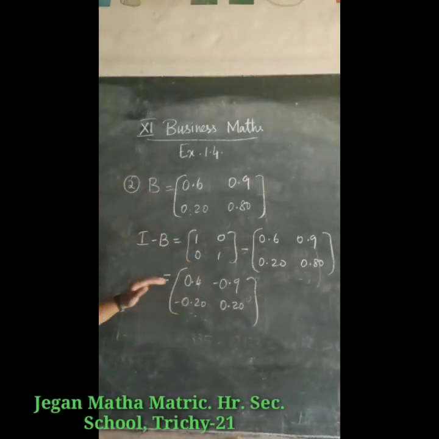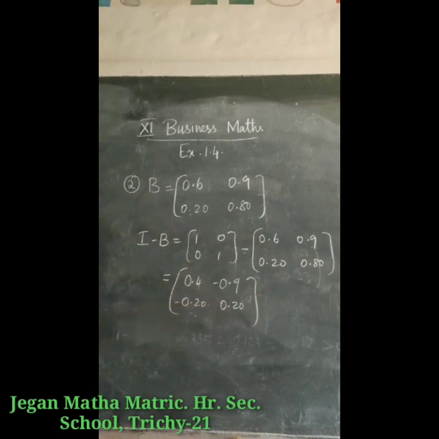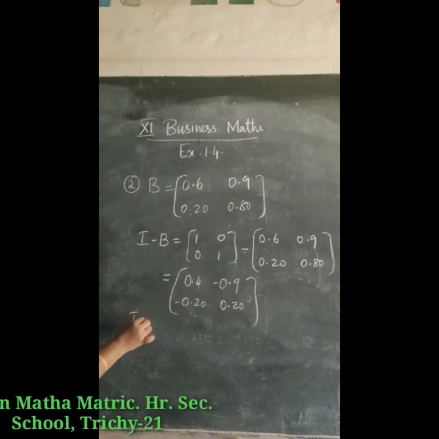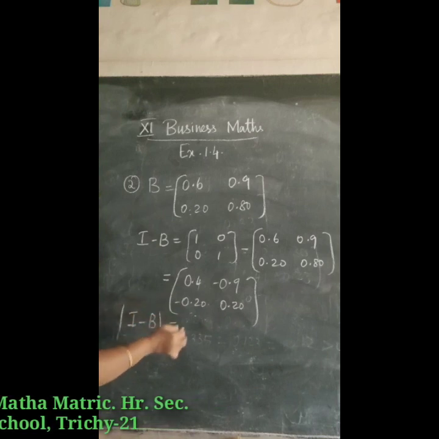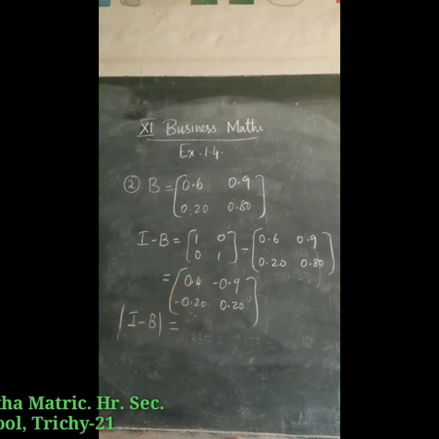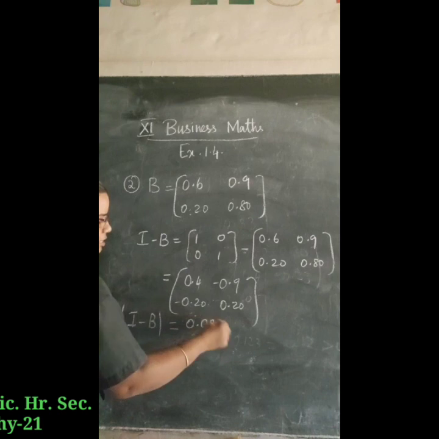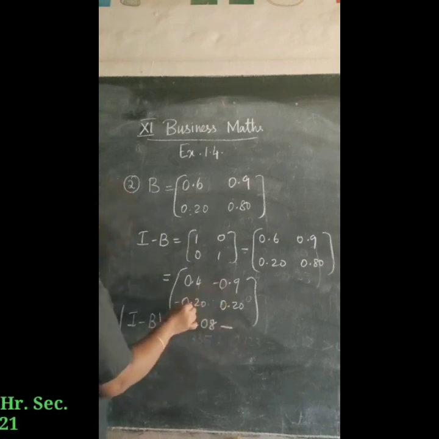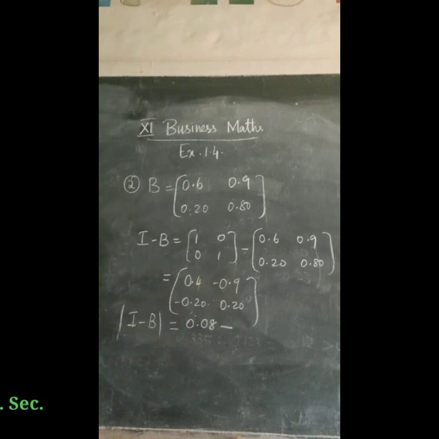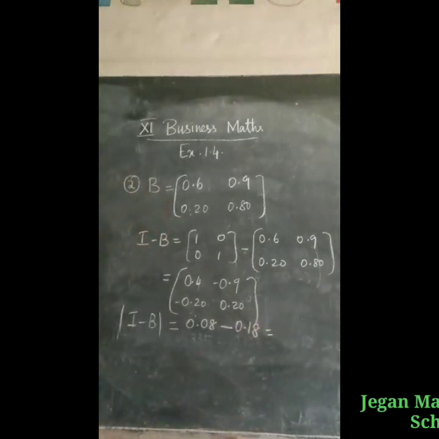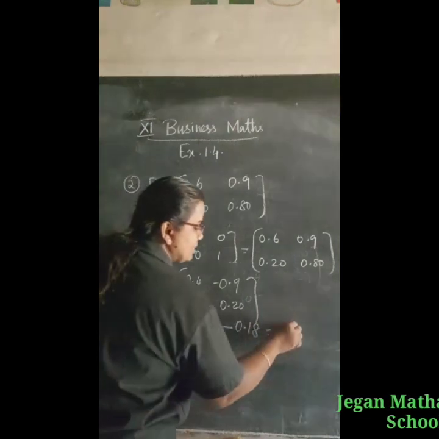Now the first condition is satisfied, that is, the leading diagonals are positive. The next condition is the determinant of I minus B. If we multiply these two terms, 0.4 into 0.2, we get 0.08, and minus, here minus of minus is plus, so we multiply 0.9 into 0.20, and we get 0.18. So 0.08 minus 0.18 gives minus 0.1.